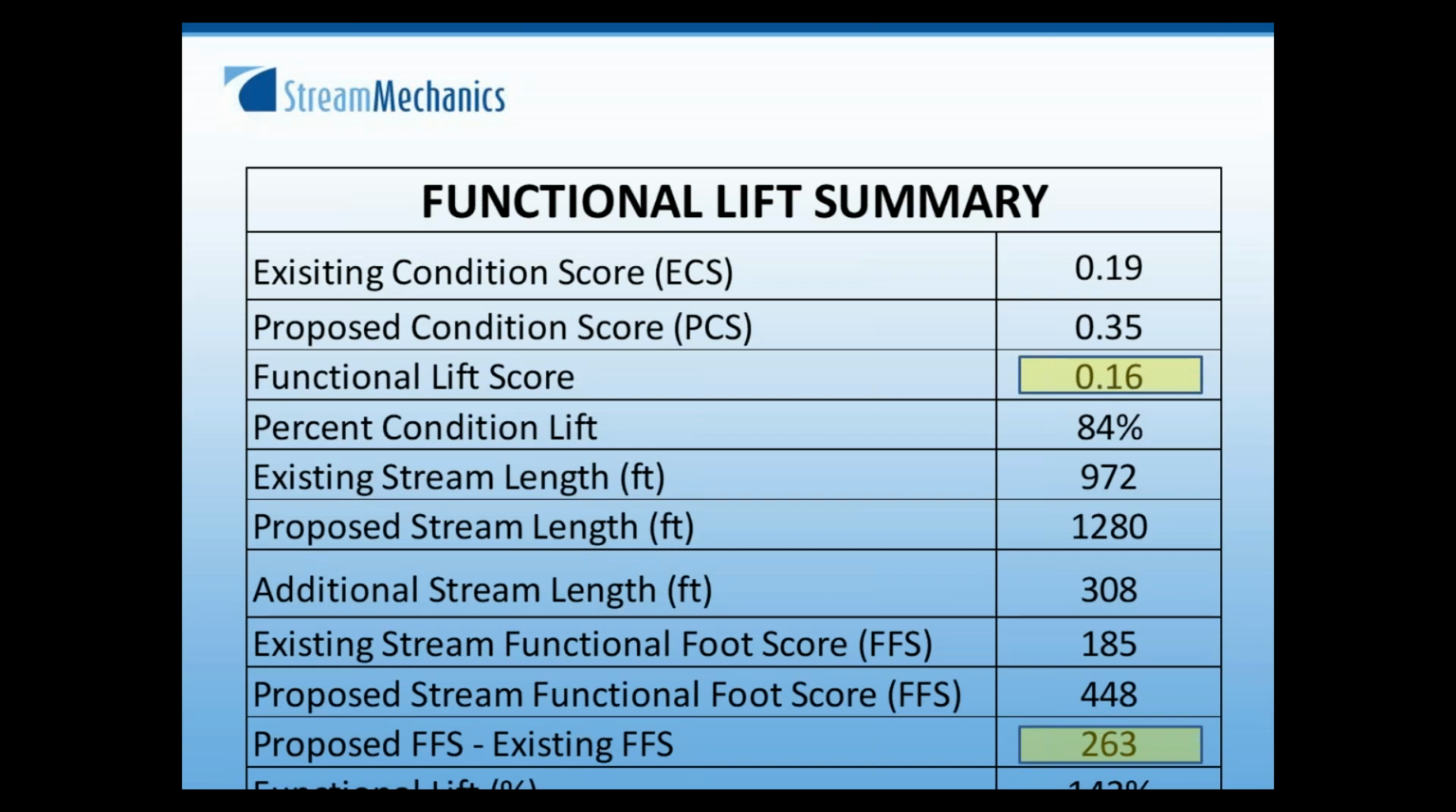And so if we look at the proposed functional foot minus the existing functional foot, it's 263. The functional lift is higher at 143% because that extra length was included. So there is an incentive in the SQT to include stream length. However, sinuosity is one of the function-based parameters, and it's a curve, meaning too little sinuosity is bad and too high of sinuosity is bad as well. And of course, that is stratified by stream type.